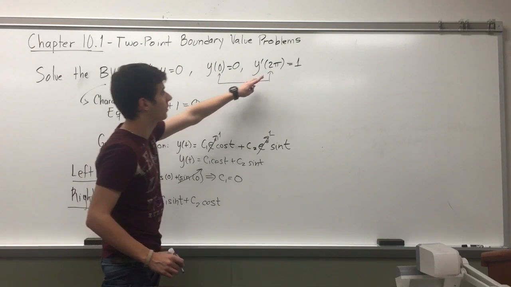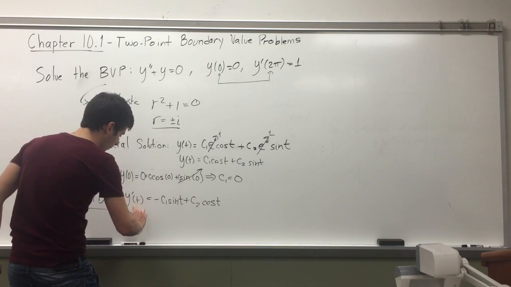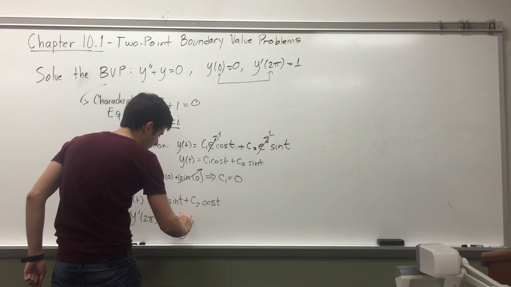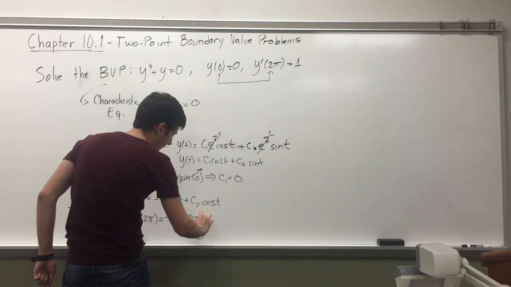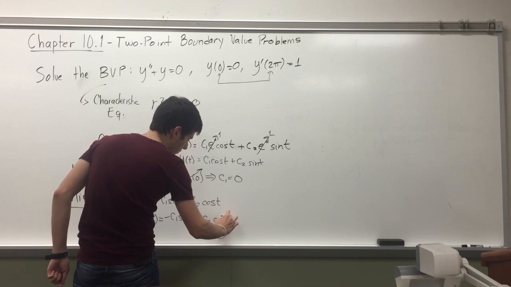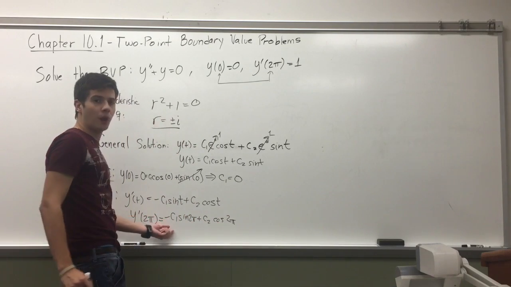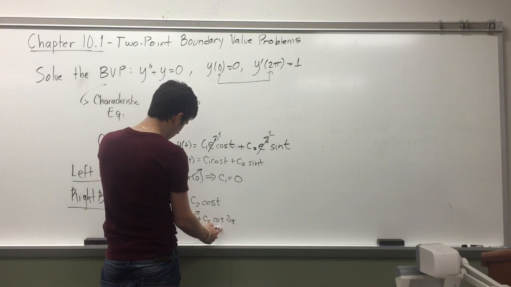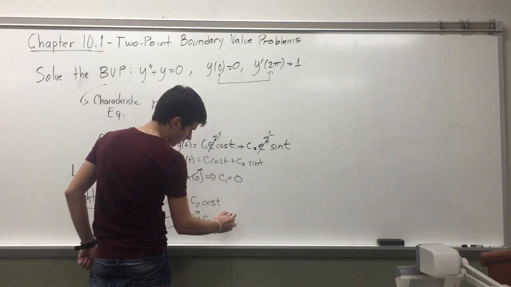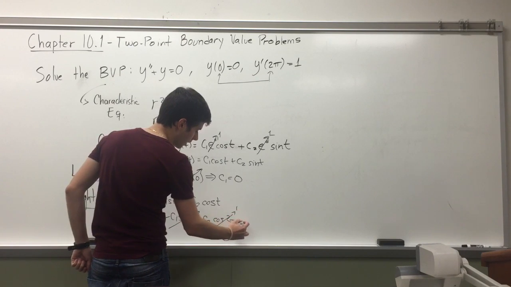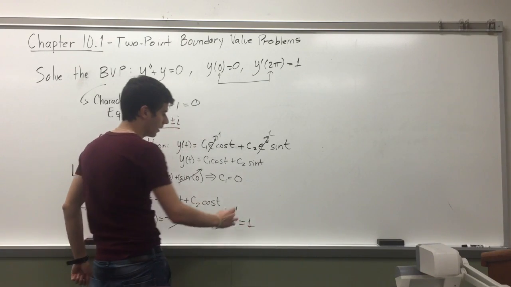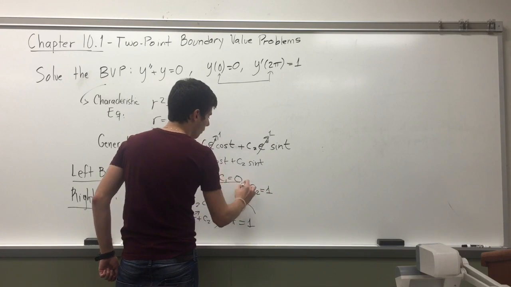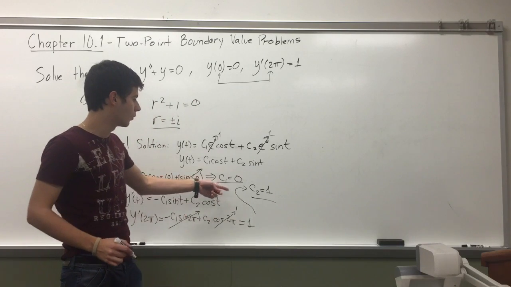Now, if we evaluate it at the point given, namely 2 pi, y prime of 2 pi is equal to negative C1 sine of 2 pi plus C2 cosine of 2 pi. So the sine of 2 pi is equal to 0, so this term goes out, and the cosine of 2 pi is equal to 1. So this term is equal to 1, and this is equal to 1. So therefore, C2 is equal to 1. So we found our constants C1 and C2.